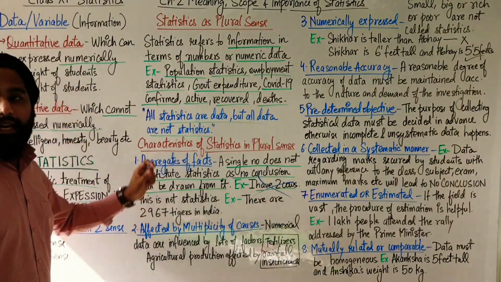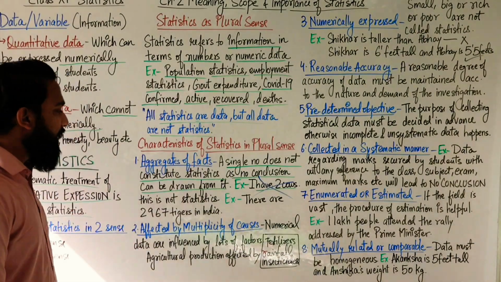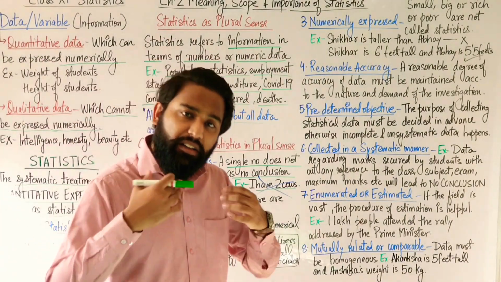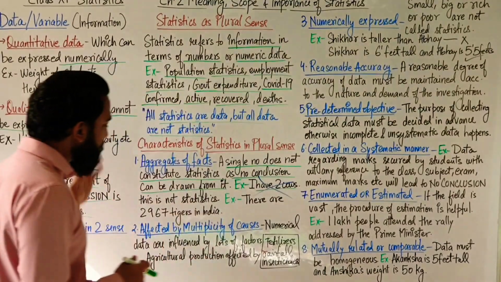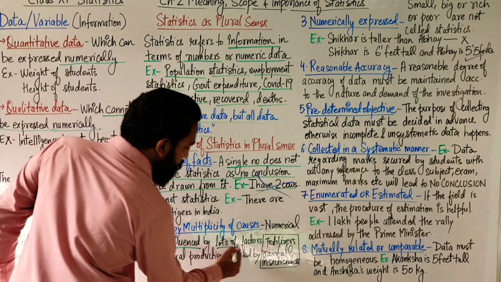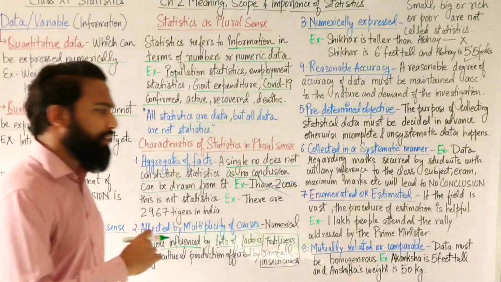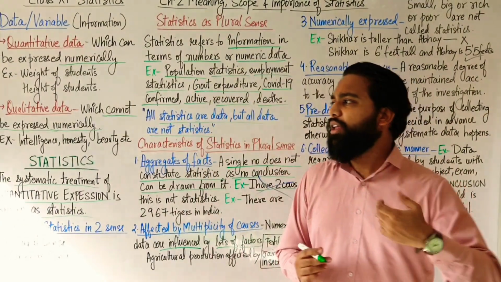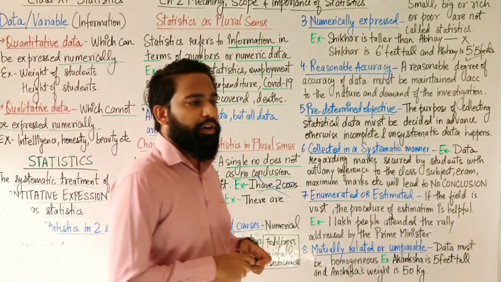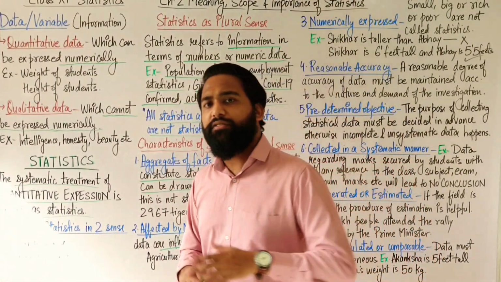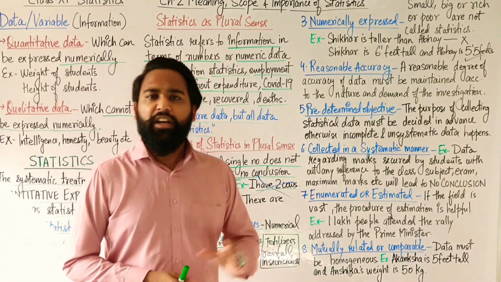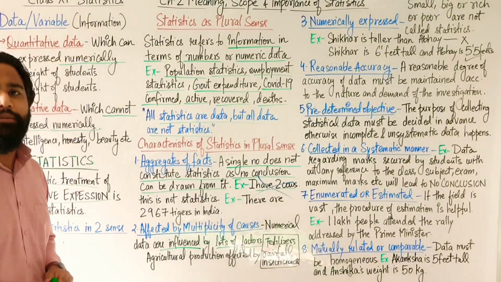Now let's come to the second characteristic, which is affected by multiplicity of causes. The data is affected by n number of causes. A numeric data is influenced by lots of factors. There are lots of things that happen with that numerical data. What if I ask you how many marks you got in English? You will say, sir, only 10 marks. Why? Because I slept early that day, my revision was not done, I didn't eat anything that day. You will give lots of excuses for those 10 numbers, but you won't accept that you didn't study.